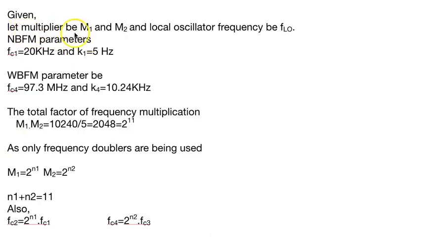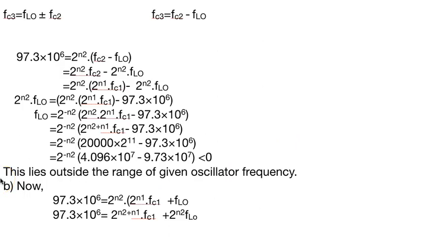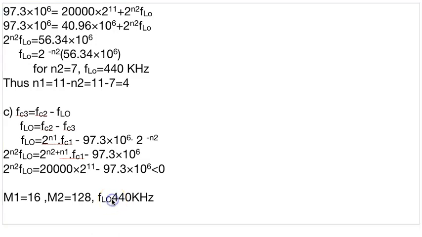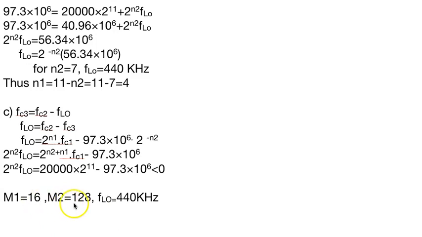Now, I have very clearly illustrated this example to you. Have a look at it. Try to understand how it is done and why it is done, and then you will realize that it is much simpler to calculate these when you know how to calculate it. So the local oscillator gives a frequency of 440 kHz, with M1 and M2 having different numbers.